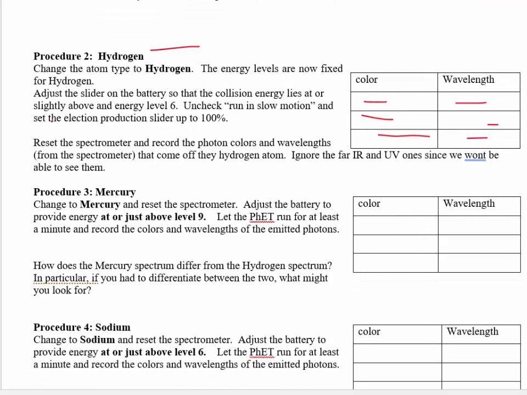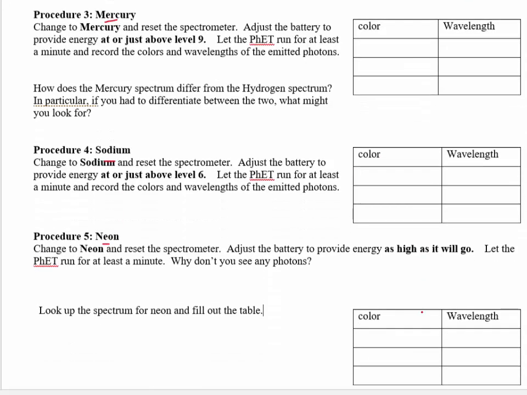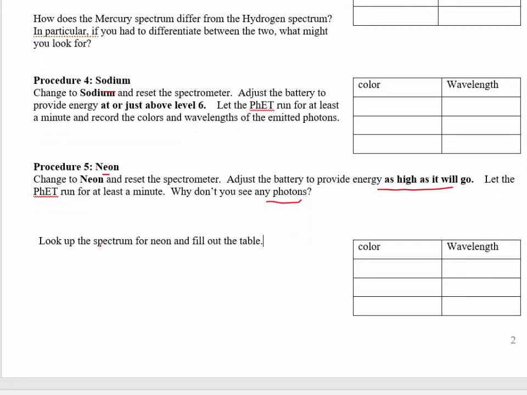Please do make sure that you reset the spectrometer before you do this, because otherwise it'll be contaminated by the first part. Then we're going to switch it to mercury and sodium, and then finally neon, doing the same thing, and jack the energy up as high as it will go. Using what we've learned, how come we don't see any photons? Go ahead and look up the spectrum for neon, just use Google, and fill out the table.